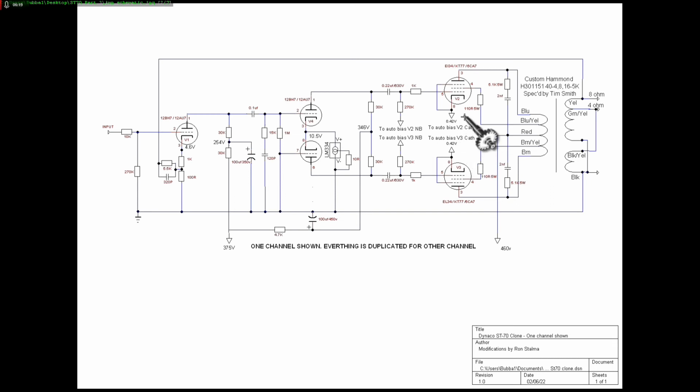I'm running these tubes at 42 milliamps. So when you set the bias on the auto bias board, you're setting it to 0.42 volt. And it's pretty simple other than that.